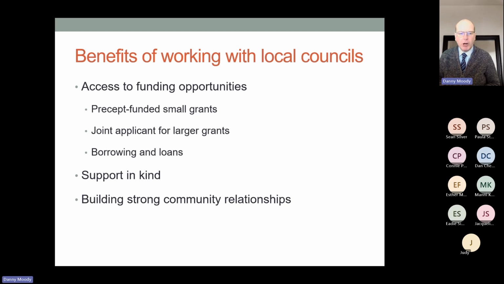Apart from the small grants, it is possible to work with your local council on a joint application for a larger grant, and there are significant advantages in putting forward a grant application that is in effect a partnership between the voluntary and community sector and the local authority sector via a parish or town council. Grant giving bodies are very attracted to that because it shows joined up thinking and shared goals and shared objectives within a community. So it ticks a lot of boxes.